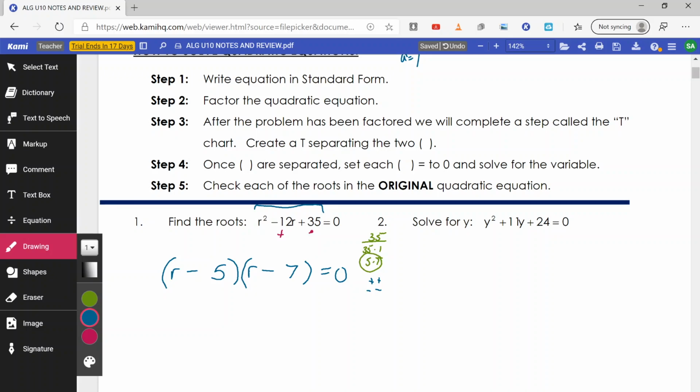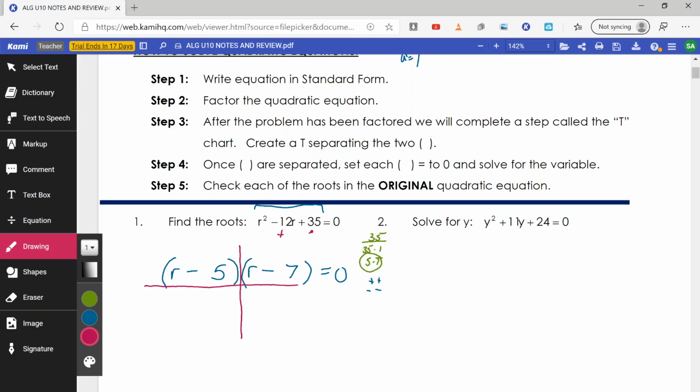So here we have our factored form. We have found r minus 5 times r minus 7. Now what I have to do is figure out what value of r will make my equation equal 0. So multiplication, the rule is anything times 0 is going to give me 0. So this means if my first parenthesis equals 0, my answer is going to be 0, regardless of whatever r minus 7 may equal. Same with r minus 7. If that ends up being 0, it doesn't matter what r minus 5 is, because that times 0 is going to give me 0. So this is why we make this t-chart.